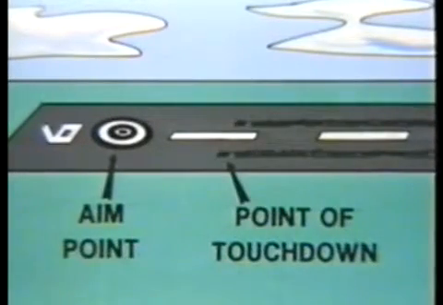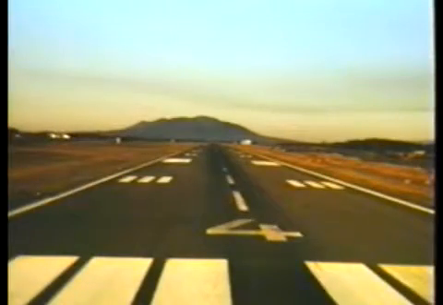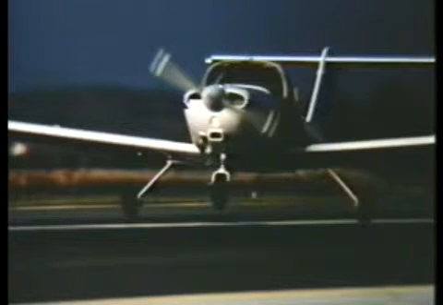Now, do you remember back in part 1 when we told you we would explain the difference between aim point and point of touchdown? Well, this is it. So here goes. First, let's redefine the two. The aim point is your imaginary bullseye on the runway. It's the reference point you put at the end of your selected glide path. Point of touchdown, on the other hand, is the spot on the runway where the airplane actually touched the ground.